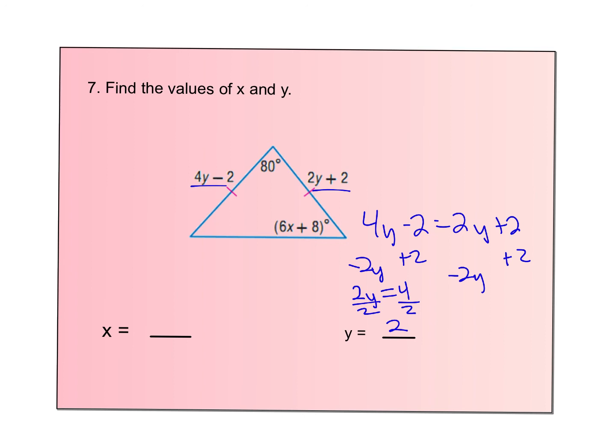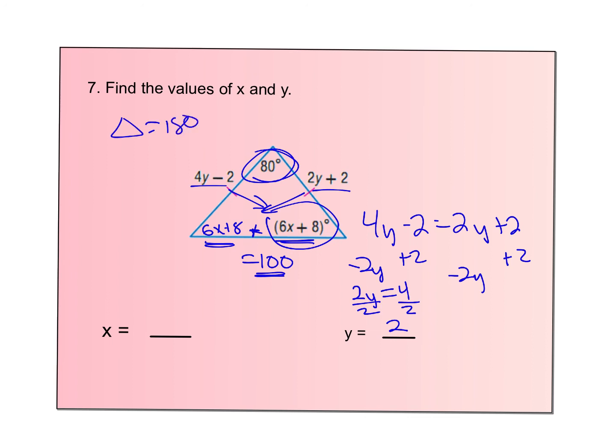So now, looking at the angles for x, okay, this is 6x plus 8. This is also 6x plus 8. I know this is 80. I know it's isosceles. So that means this plus this has got to equal 100. Where did I get the 100? All triangles have to equal 180. Okay, I know that that's 80, so I can subtract it. So I know these two angles have to add up to 100. So that means each one of these, because I can cut it in half, is going to be equal to 50.